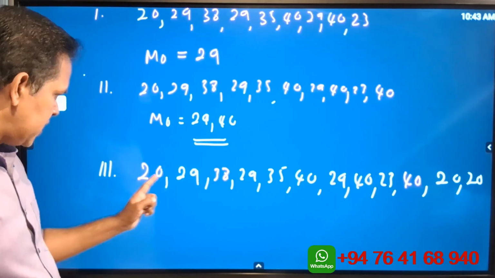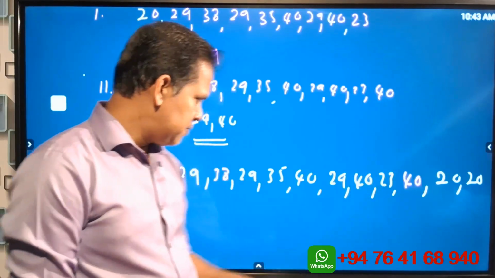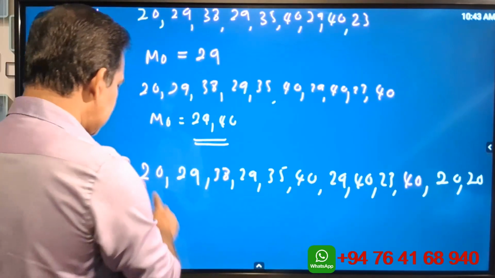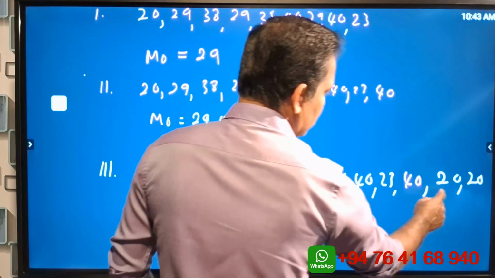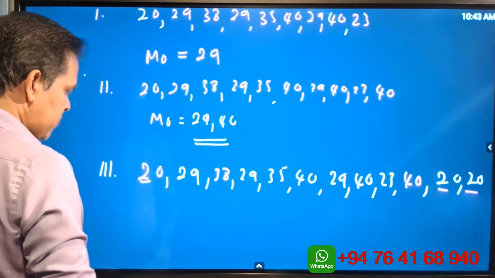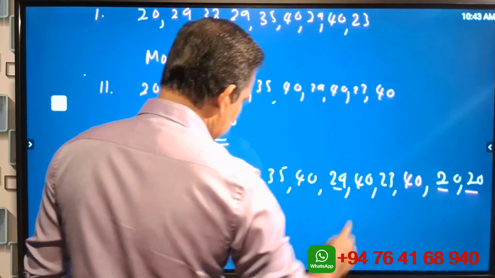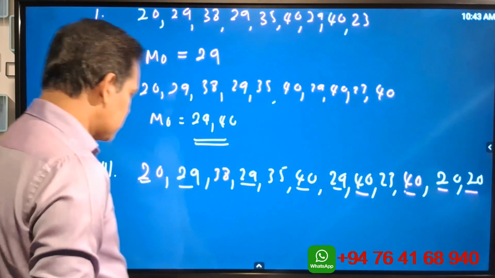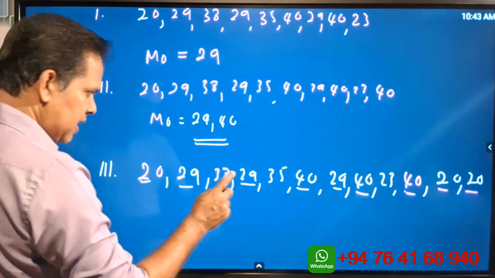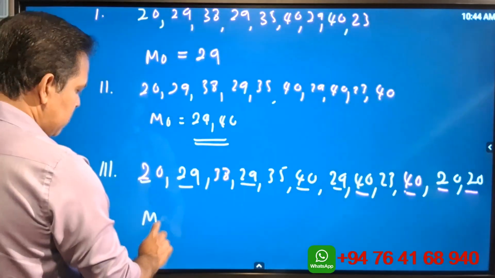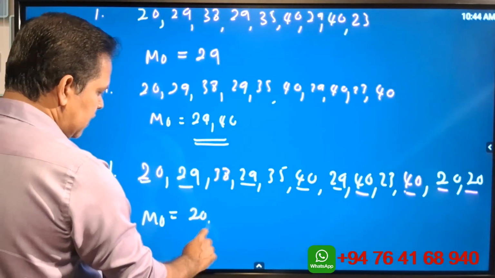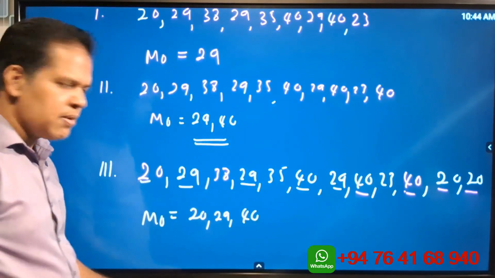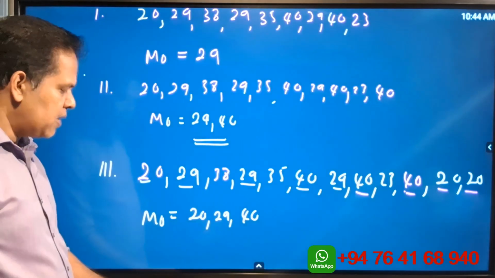20, 20, 20 can be seen 3 times. Yes, 29 also can be seen 3 times. 29, 29, 29, also 3 times. After that 40, 40, 40, also 3 times. So the maximum count is 3, and those values are the modes. The modes are 20, 29, and 40. Now we can see 3 modes are there.